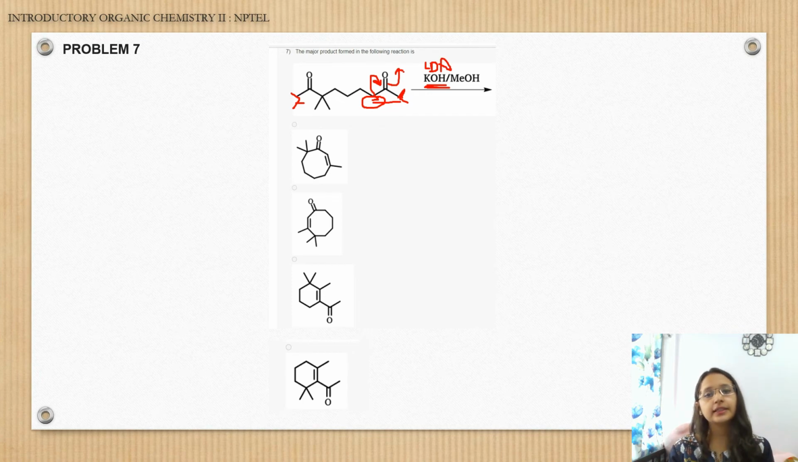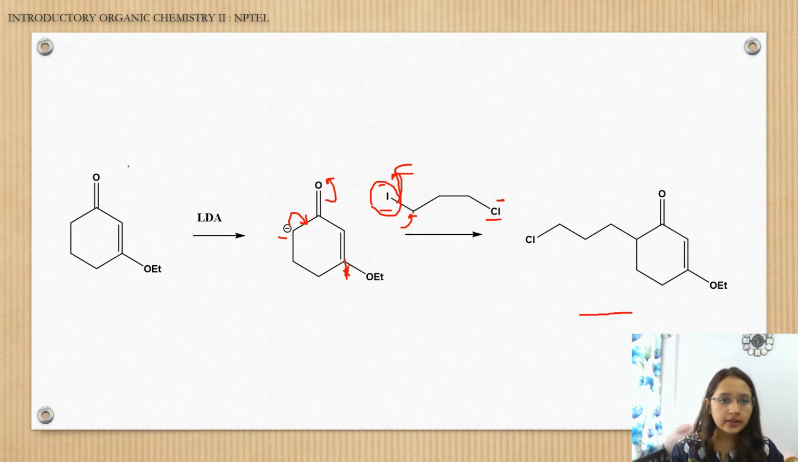See, in the case of LDA, lithium diisopropylamide, it is itself a very bulky base, as I have told you guys already, right? In this case, LDA is abstracting a proton from this side, which is less hindered, not from this side. This also has the hydrogen, right? But it is not abstracting this kind of hydrogen. Why? Because LDA is a sterically hindered base, and that is why it prefers to form the kinetic enolate.